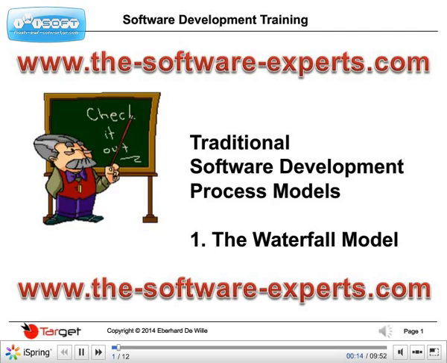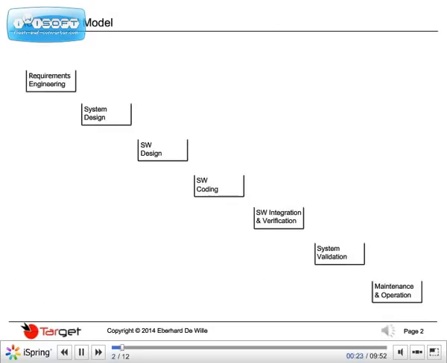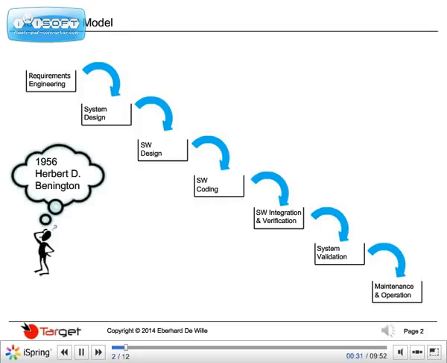In this part of the training I will give you some information about the waterfall model. The waterfall model is believed to have been the first process model which was introduced in software engineering. Originally the model was presented in 1956 at a conference by Herbert D. Bennington. Basically it was derived from the process of mechanical engineering.